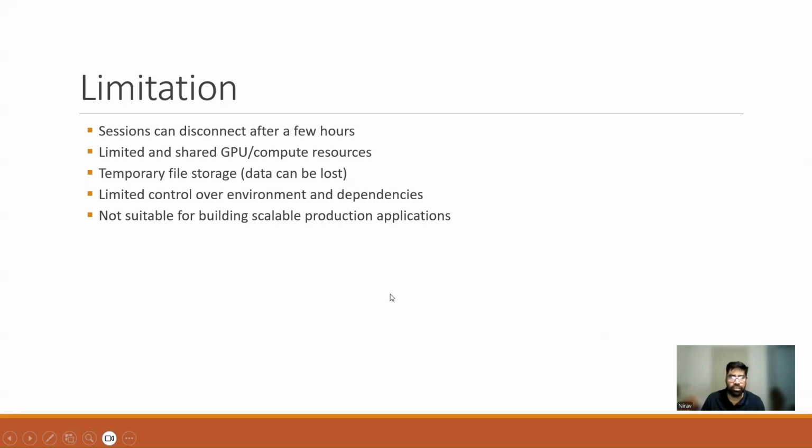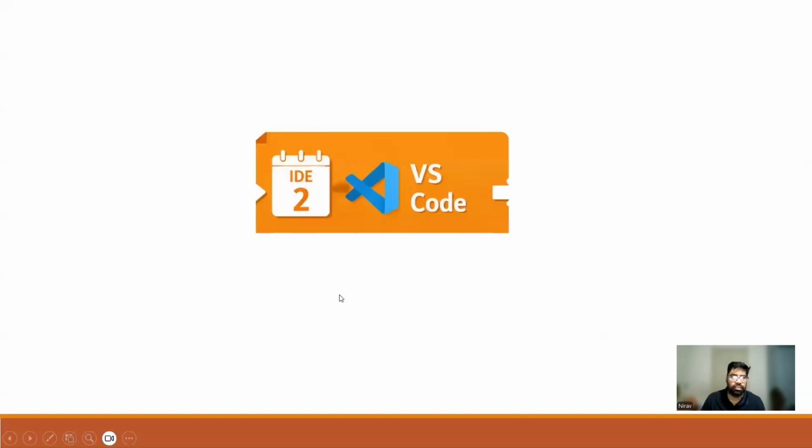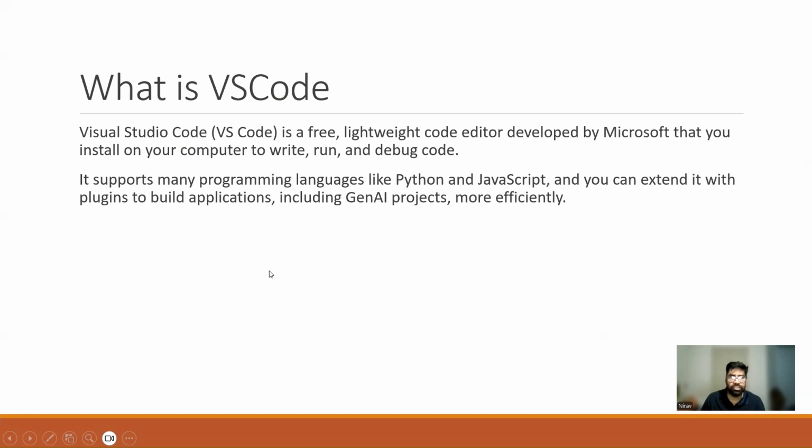Okay, let us go for Visual Studio Code now. What is Visual Studio Code? In short we say VS Code. It is also a free lightweight code editor developed by Microsoft that you install on your computer to write, run, and debug code. It supports many programming languages like Python, JavaScript, C#, and you can extend it with plugins to build applications, including GenAI projects, with more simplicity. So basically, this is the most popular IDE, and it can be used for POC, for production level applications.